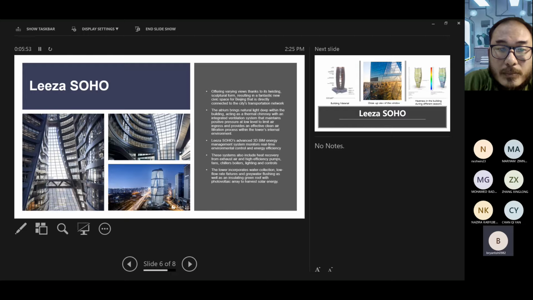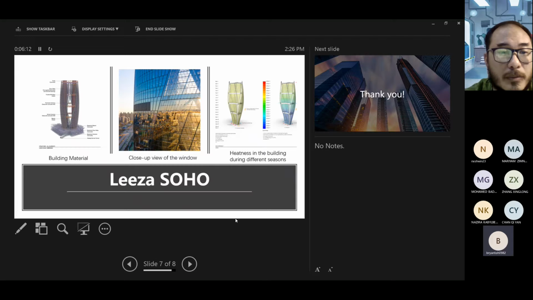The tower incorporates water collection, low flow rate fixtures, and grey water flushing, as well as an insulating green roof with photovoltaic array to harvest solar energy. Okay, good. And this is the building material of the Lisa Soho, the close view of the window, and the heat in the building during different seasons.